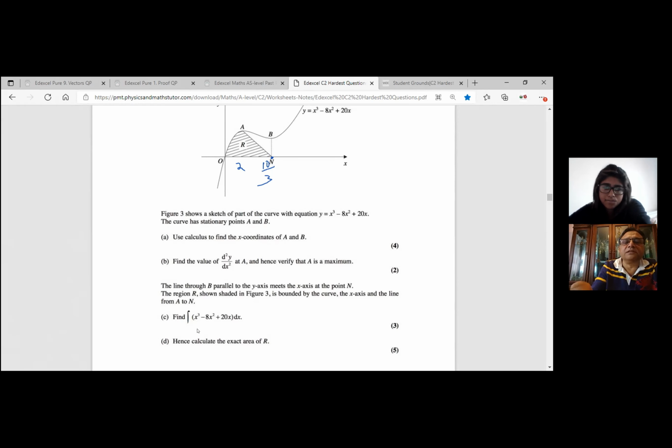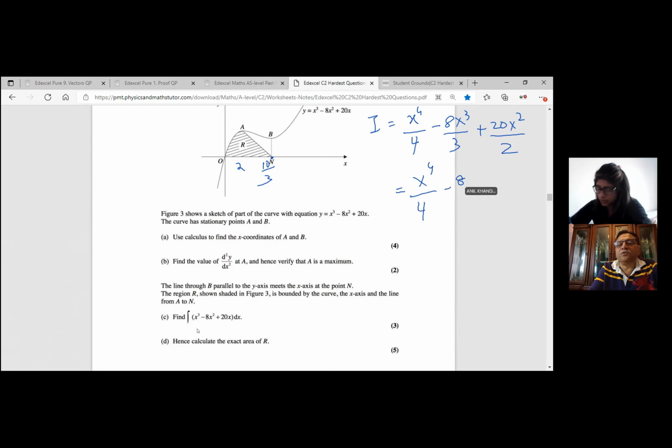So Amy, can you give me the result? Integral of, let's find this integral, x cubed. So we'll use the power rule, correct? X to the power of 3 plus 1, which is 4, divided by 4. And then we have minus 8x cubed over 3, and plus 20x squared over 2. This could be written as x to the power of 4 over 4, minus 8 over 3 x cubed, plus 10x squared. Correct. So we should write plus C. Yeah.